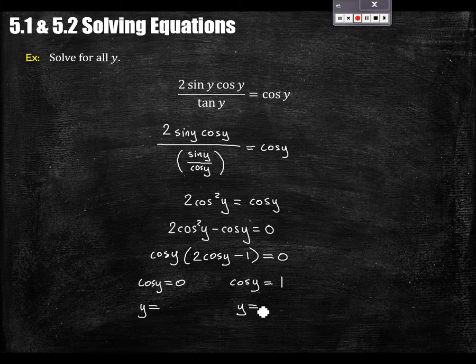All right, so on the left, cosine y equals 0 when? We just talked about that. 0, pi? No, no, pi over 2 and 3 pi over 2. Pi over 2 and 3 pi over 2.